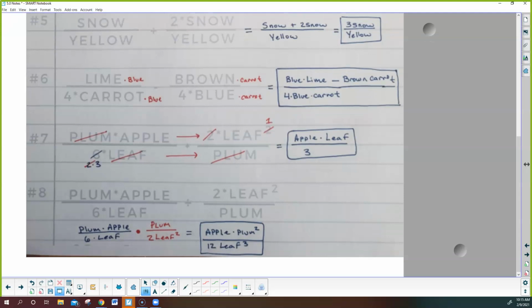And then we get plum times apple divided by, so you'll notice what I did, I ended up actually rewriting this. I flipped this so we're multiplying by the reciprocal, and then you can see that nothing reduces out, so you're just going to multiply straight across.